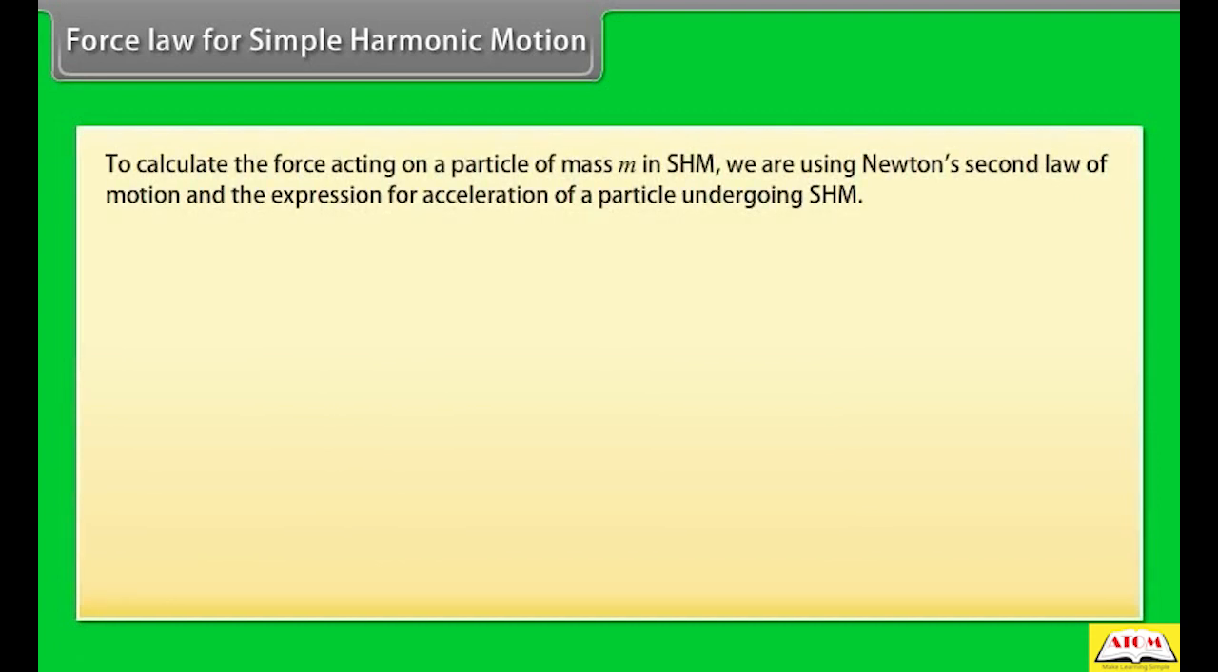Force law for simple harmonic motion. To calculate the force acting on a particle of mass m in simple harmonic motion, we are using Newton's second law of motion and the expression for acceleration of a particle undergoing simple harmonic motion. Ft is equal to ma. Putting value of a, we get Ft is equal to minus m omega square into x(t). Ft is equal to minus k into x(t). Here, k is equal to m omega square. Omega is equal to under root k upon m.